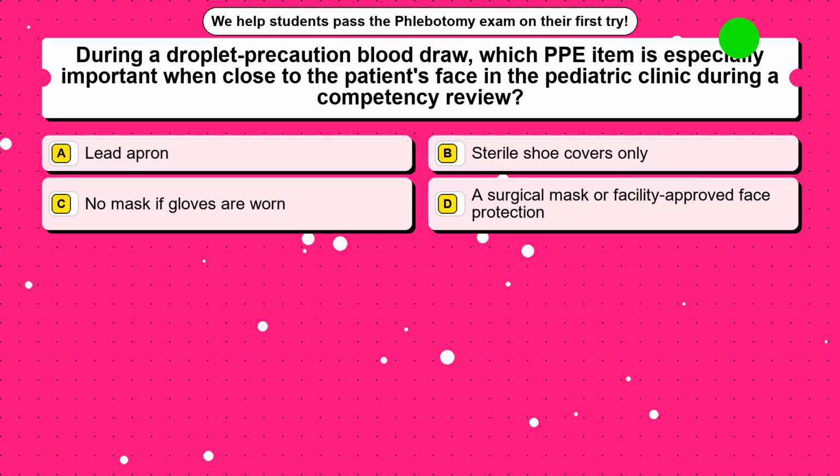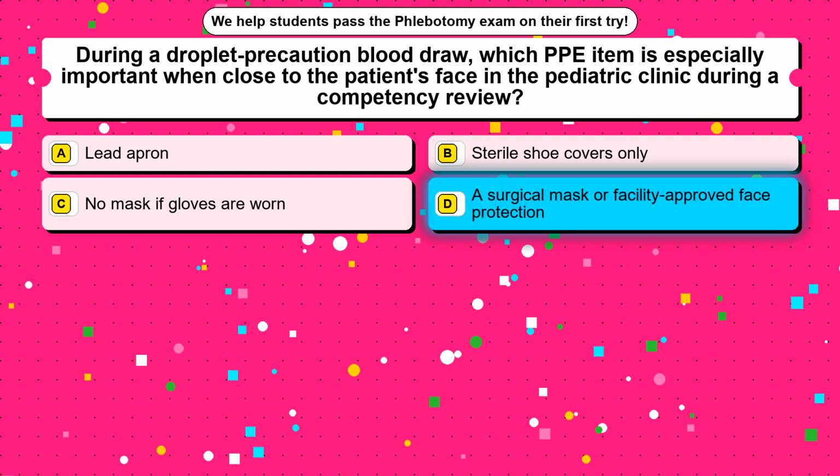Question 7. During a droplet precaution blood draw, which PPE item is especially important when close to the patient's face in the pediatric clinic during a competency review? Option A. Lead apron. Option B. Sterile shoe covers only. Option C. No mask if gloves are worn. Option D. A surgical mask or facility-approved face protection.